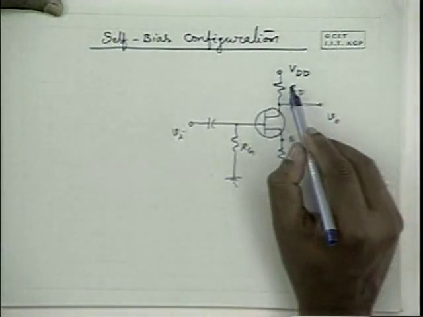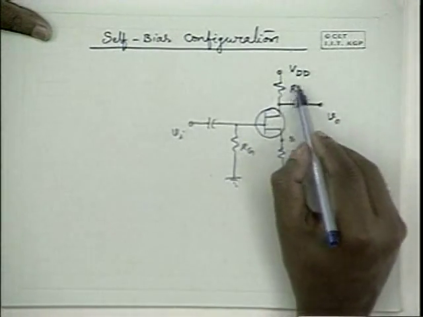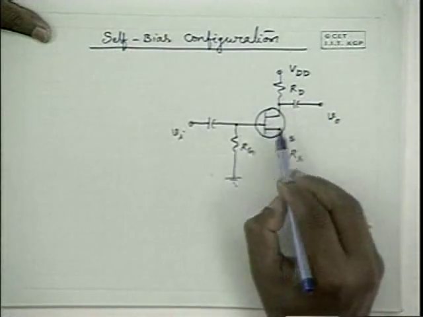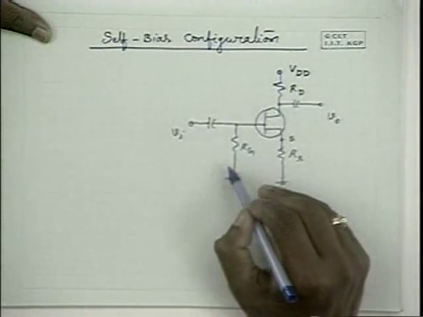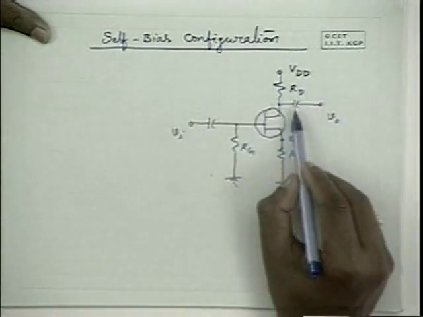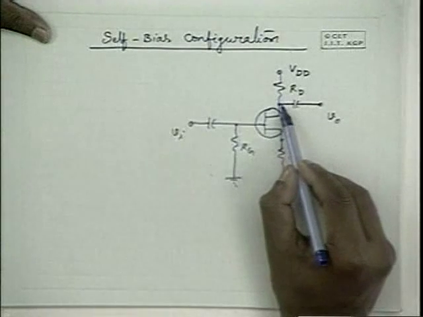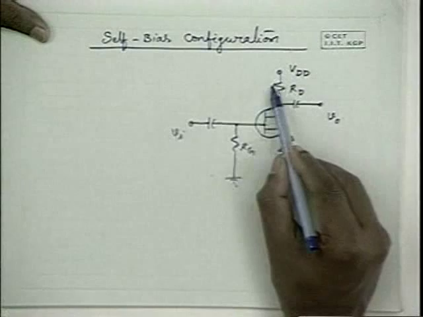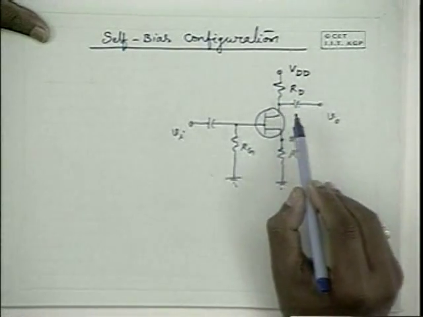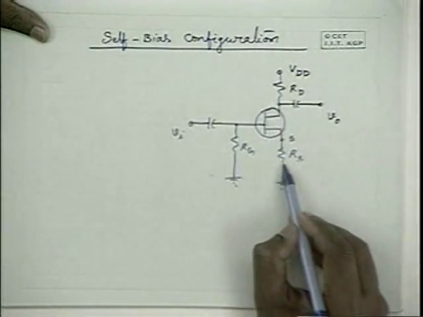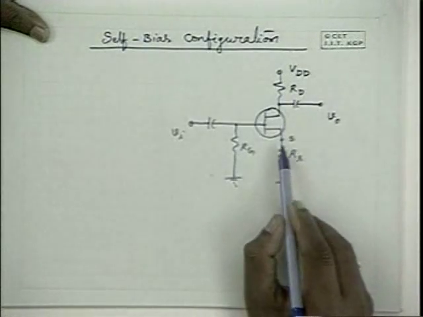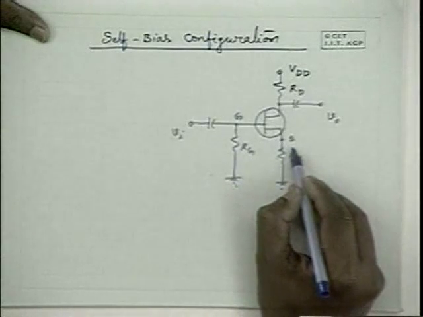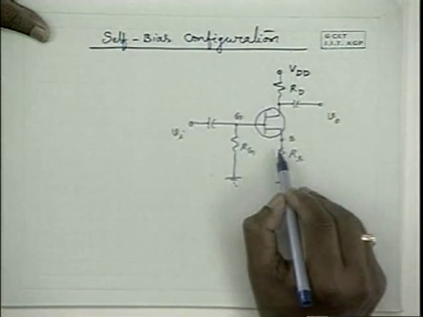I repeat, this RD is provided for obtaining an amplified signal. After all, the output current is controlled by the small input voltage, and when the output current is passed through a resistance, you will get an amplified output. For that purpose, this RD is provided, and this RS is provided to give you some required negative gate to source potential.